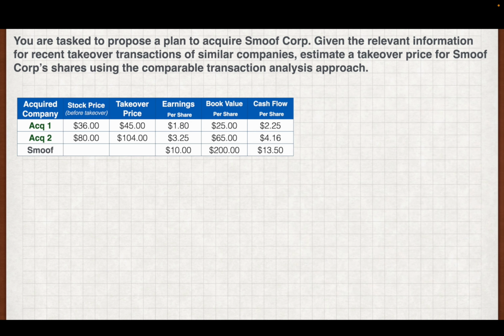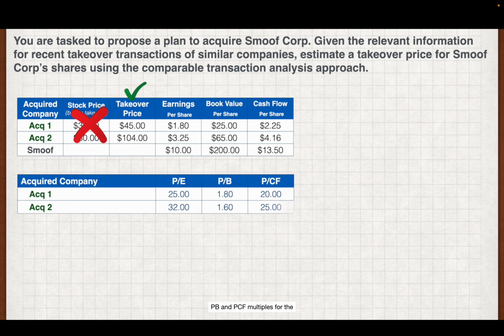And we're back. The important thing for comparable transaction analysis is to base the valuation measures on the takeover price, not the market price of the target company's shares. The market price is simply given to test your understanding, so we don't need it to answer the question. Since we're only given the earnings, book value, and cash flow per share, we use them to calculate the PE, PB, and PCF multiples for the acquired companies. Assuming they're equally similar to the target company, we just calculate the simple mean for the acquired companies.